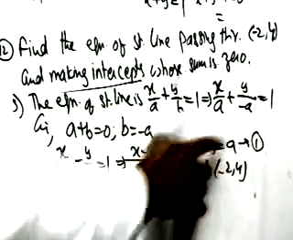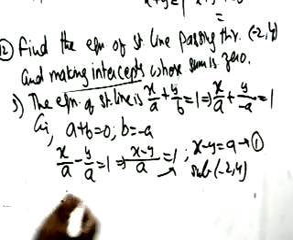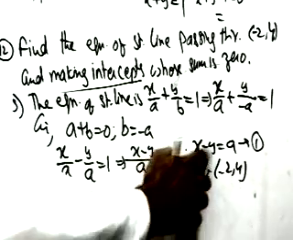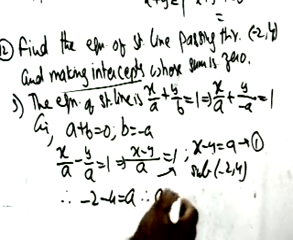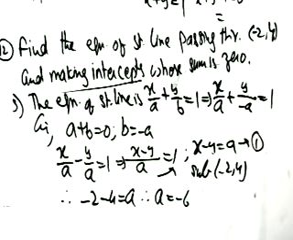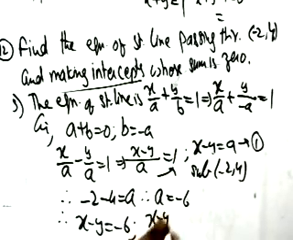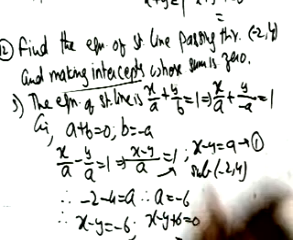What does it mean? In place of x it is minus 2, in place of y it is 4, and you will get the value of A. Therefore, substituting x is minus 2 minus y is 4 equals A. Therefore, A equals minus 6. Now we got the value of A. Let me substitute here. Therefore, the equation will be x minus y equals A. A is minus 6. Bring this to the other side, it will be x minus y plus 6 equals 0.